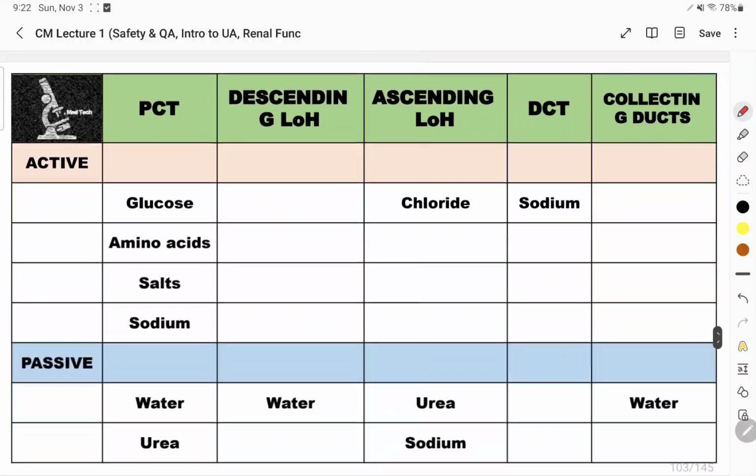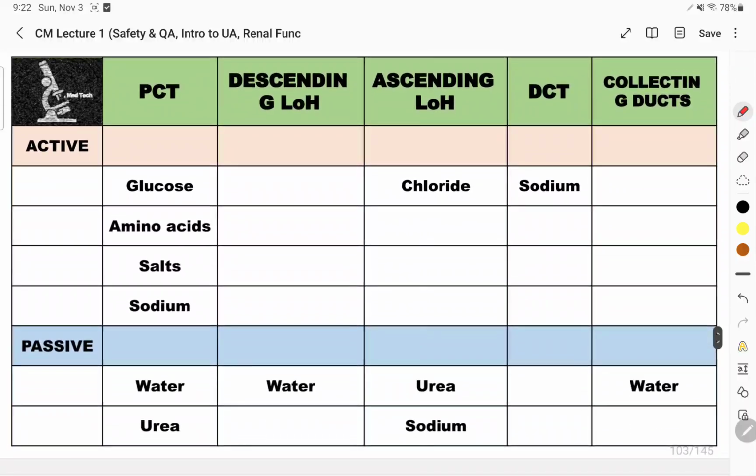Okay, so this is a table where you can see different substances and where they are reabsorbed, and whether they are actively or passively reabsorbed. Again, active is the use of transport protein. Passively, no need for transport protein. The movement of the molecules can be due to the differing concentrations on each side or the differing electrical charges on each side. Okay, so active, in your PCT, your glucose, amino acids, salts, and sodium are actively reabsorbed.